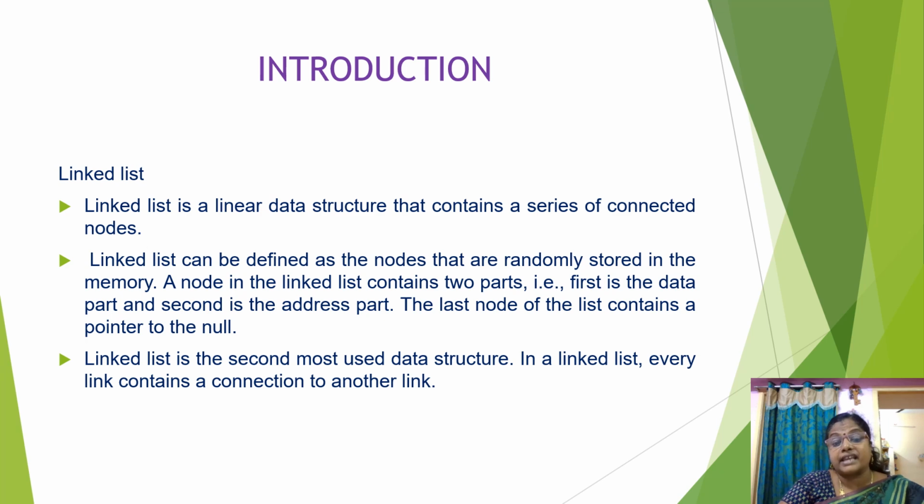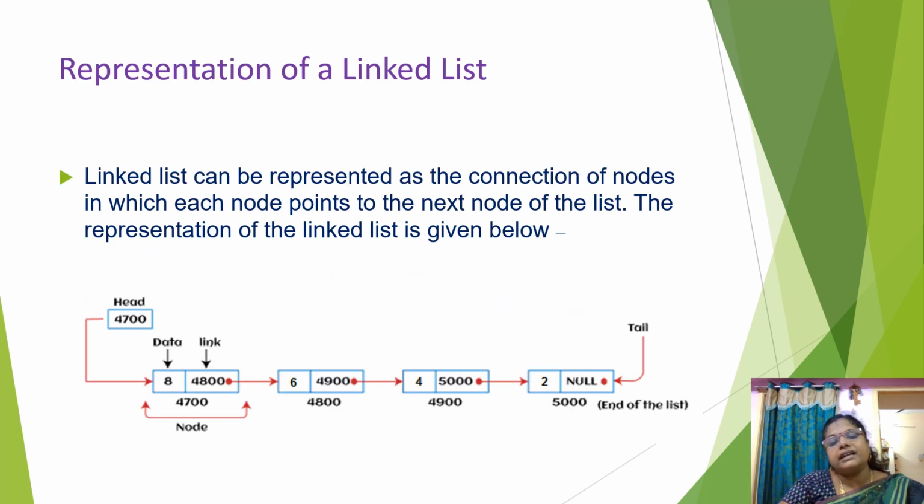Linked list is the second most used data structure. In a linked list, every link contains a connection to another link. A linked list can be represented as the connection of nodes in which each node points to the next node of the list. In this representation, every node contains two parts. First one is the data part, the second one is the address part. The address part contains the address of the next node that links the next node. So the last node contains the address null value because it doesn't point to any node.